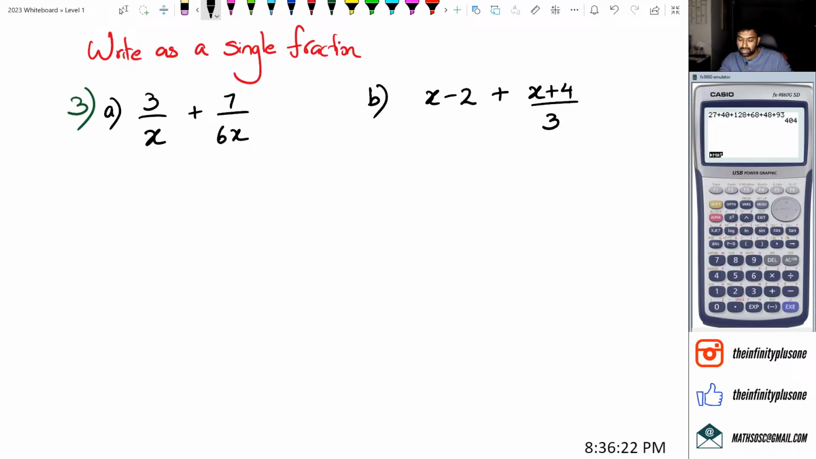Cool. So I'm going to put up these questions for you guys, and look, I don't care if you get this wrong, okay? But what I'd like you to do is think about what we've learned so far. We're not actually solving these questions. We're just putting them as a single fraction. We've got to combine them to make a single fraction. Have a go.